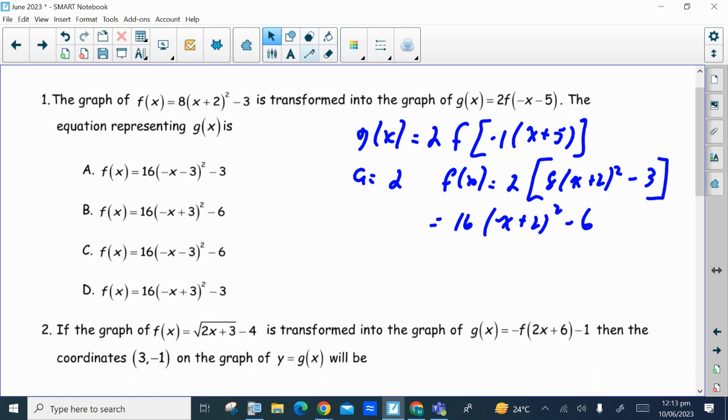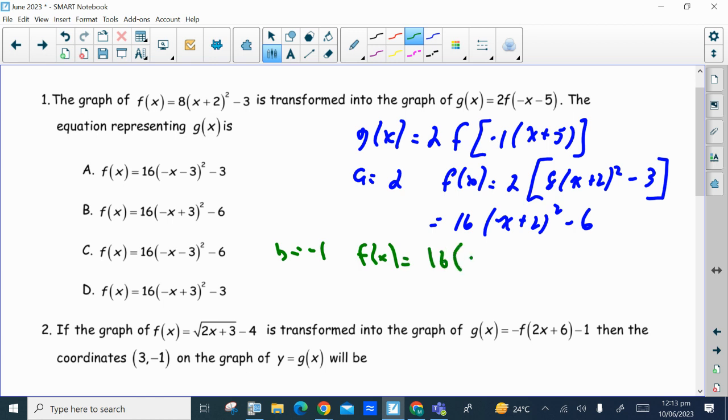So then we have our next parameter, which is our b equaling -1. And that's done by replacing x with -x. So in this equation, we replace the x with -x. So now we'll have f of x equaling 16 times -x plus 2 all squared minus 6. When b is negative, you replace x with -x.